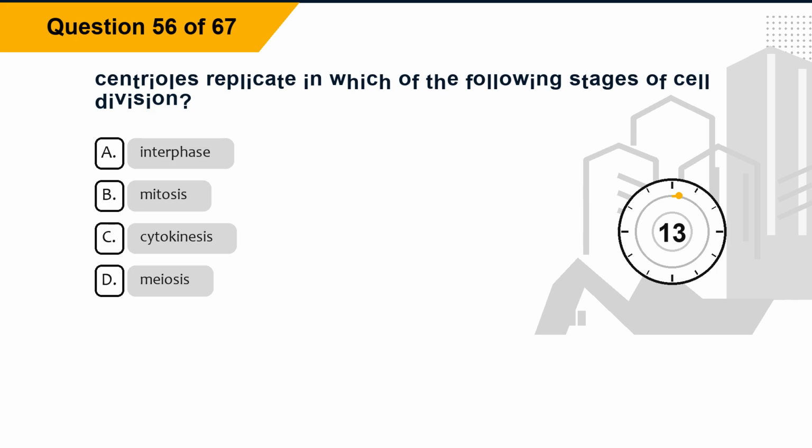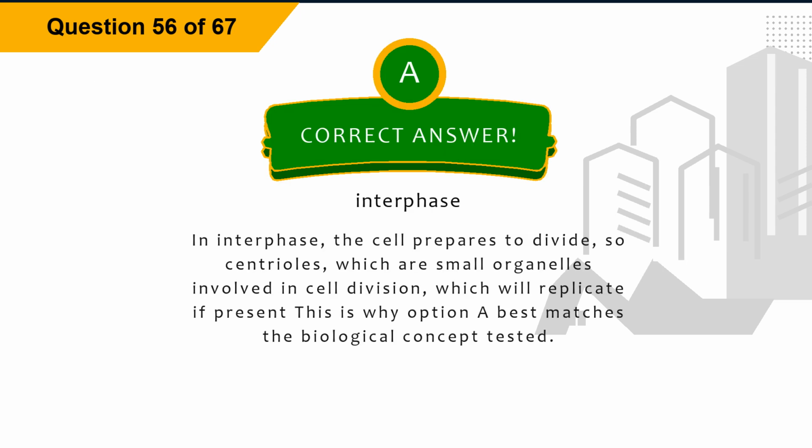Question 56. Centrioles replicate in which of the following stages of cell division? Option A. Interphase. Option B. Mitosis. Option C. Cytokinesis. Option D. Meiosis. The correct answer is option A. Interphase. Explanation. In interphase, the cell prepares to divide, so centrioles, which are small organelles involved in cell division, will replicate if present. This is why option A best matches the biological concept tested.